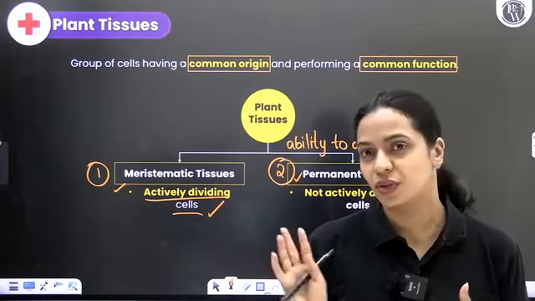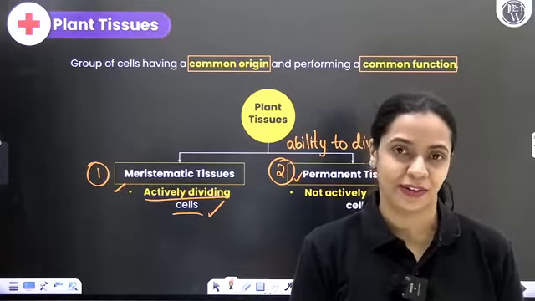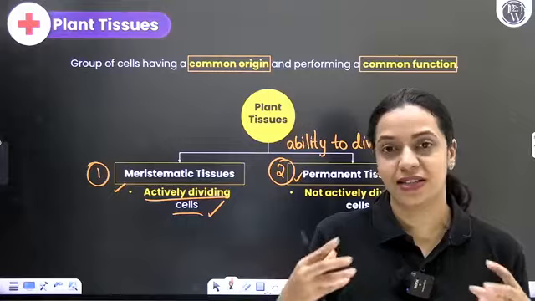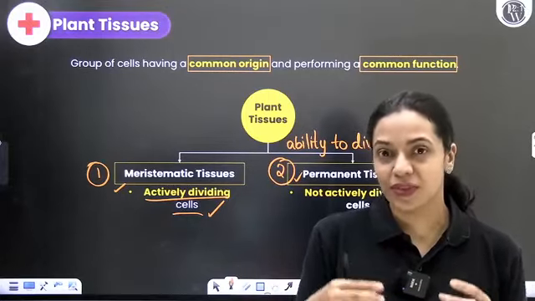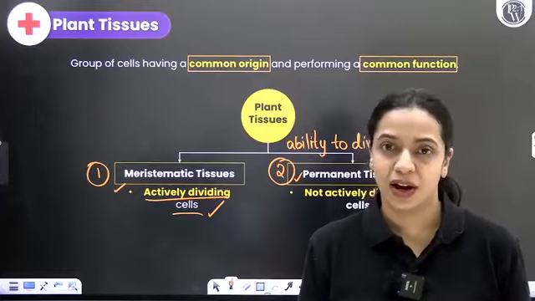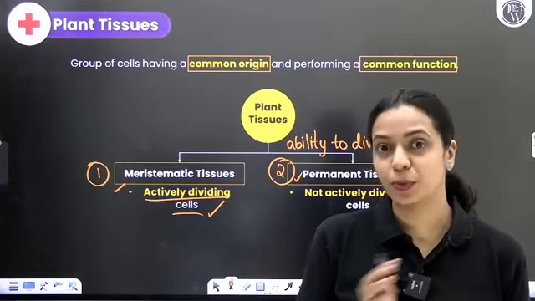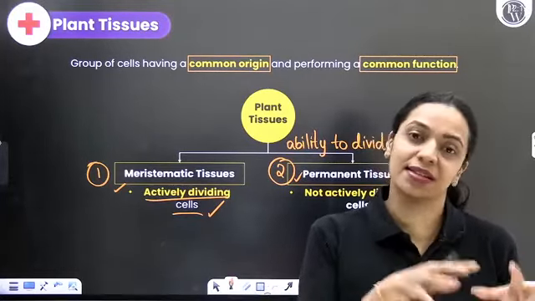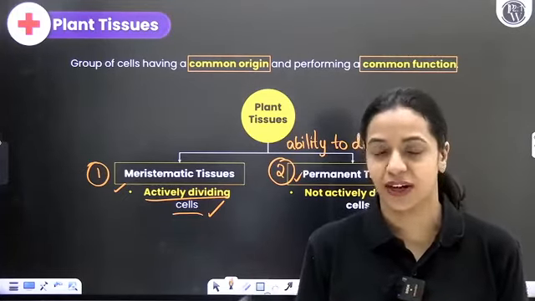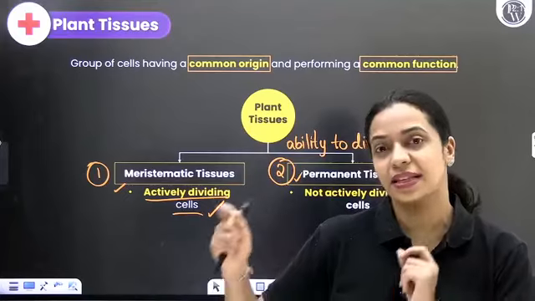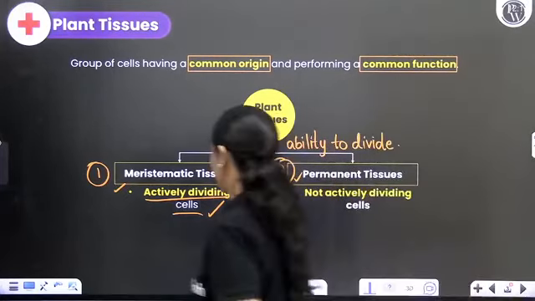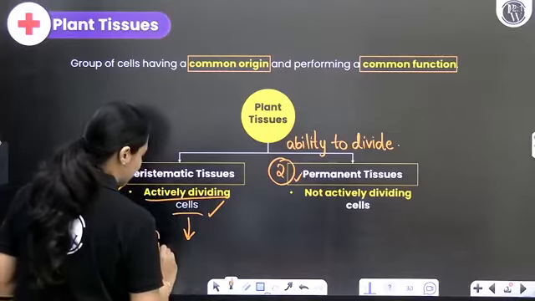What is the function of this tissue? Why are the cells constantly dividing? In order for growth to take place in a plant, the number of cells has to increase. As the number of cells increases, the plant will grow. How will the number of cells in a plant increase? Cells can only arise from pre-existing cells, right? So the cells that are already there, they will start dividing, giving rise to more cells. As a consequence of that, you can see the growth of the plant parts, okay? So meristematic tissue basically helps in growth of the plant.